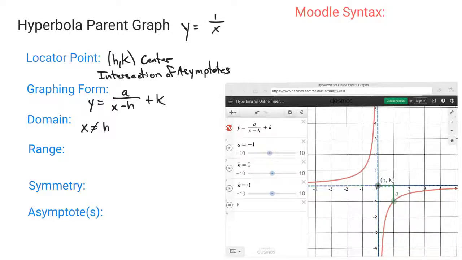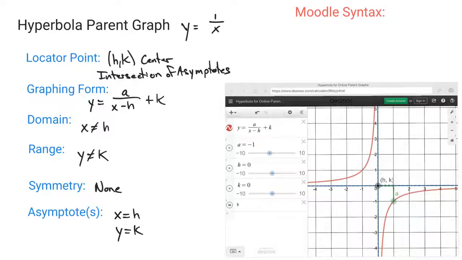Your range then is kind of similar. Y cannot equal k because you have a horizontal asymptote that your graph does not touch. This graph does not have any lines of symmetry. It does have some rotational symmetry, but not any lines of symmetry. And it does have 2 asymptotes, as we said. Those are going to be at h and k.